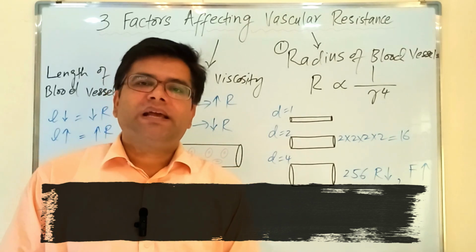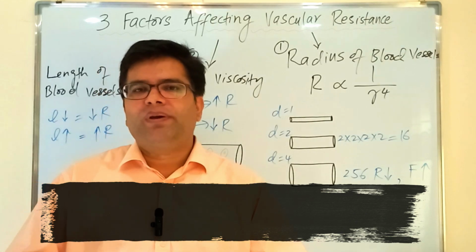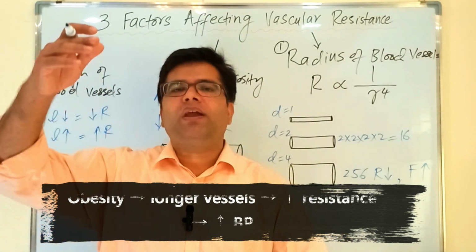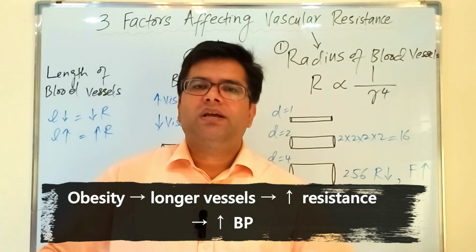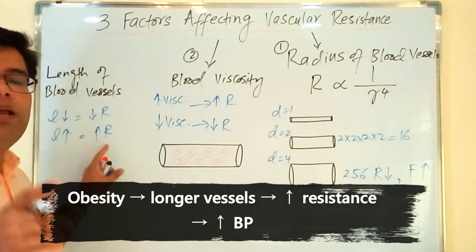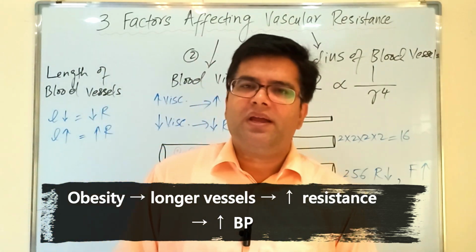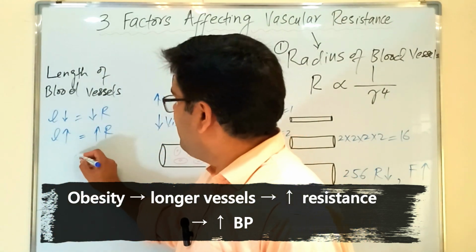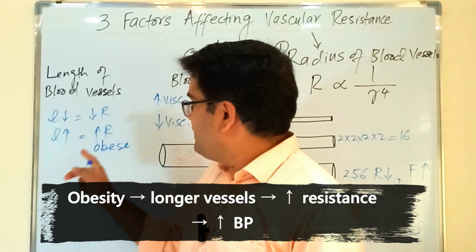The length of blood vessels can increase in case of obesity, because in case of obesity our body size, our weight, our fat mass is more, hence we have longer vessels. That's why when the length of vessels is increased, resistance will increase, and hence the blood pressure will also be increased. So obese people are more likely to have increased resistance and hence increased blood pressure.